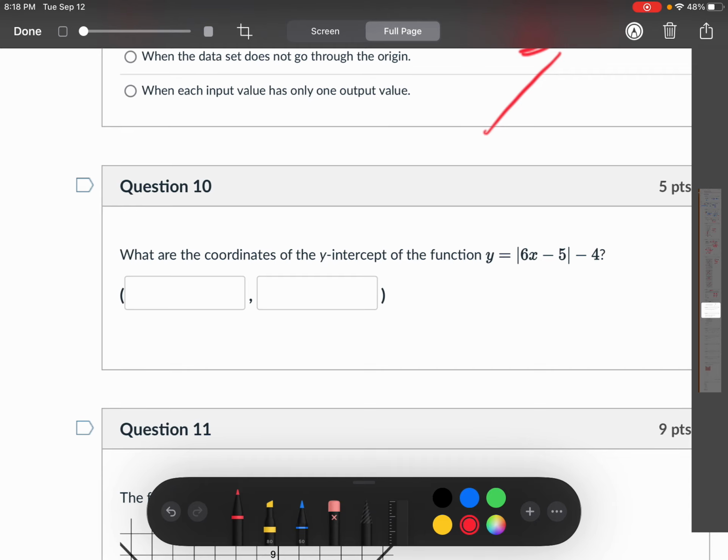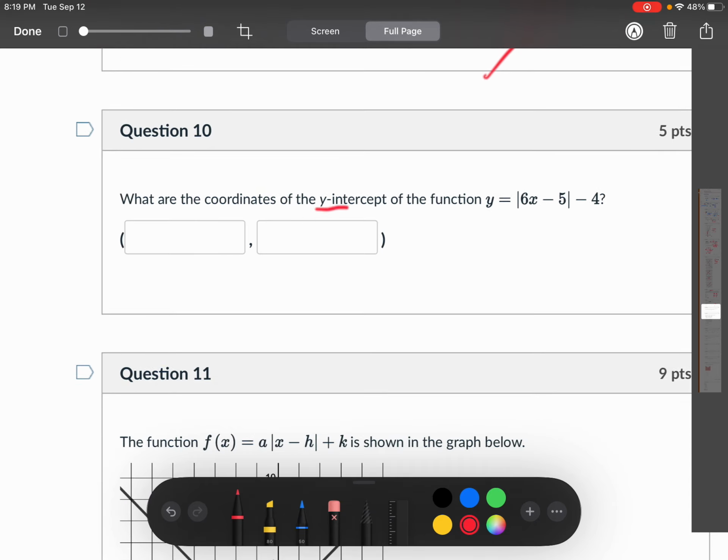Y-intercept. Well, just like I said earlier, right? To find the y-intercept, you're going to plug in a 0 for x, and then solve for y. So we're going to plug in a 0 for x. So we end up with the absolute value of 6 times 0 minus 5. Close the absolute value, minus 4.